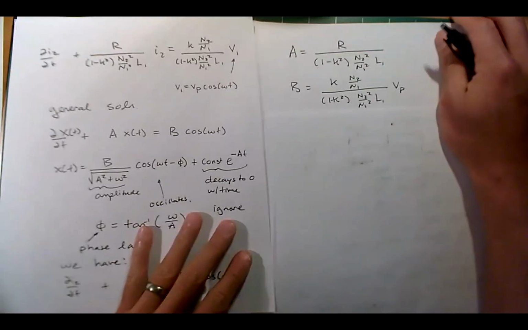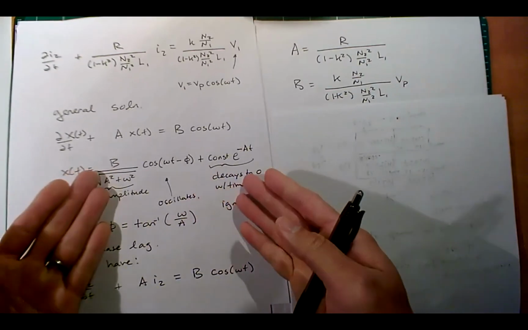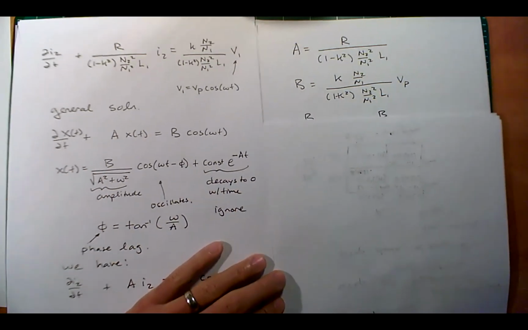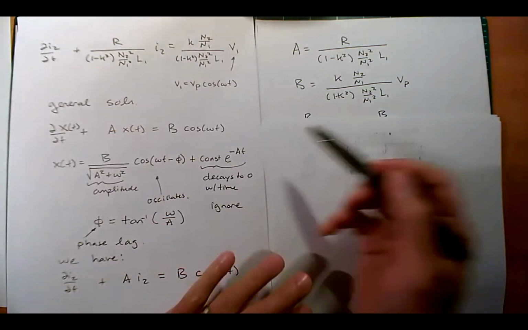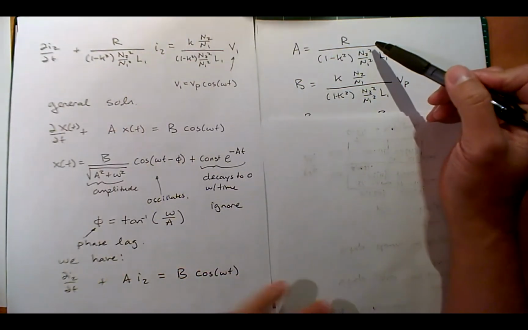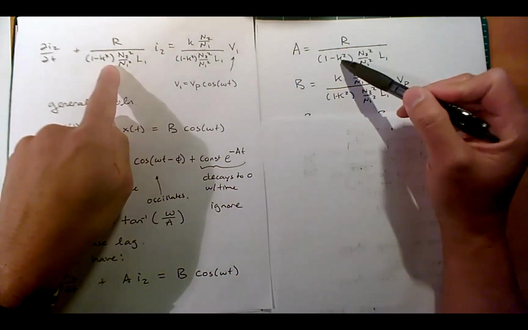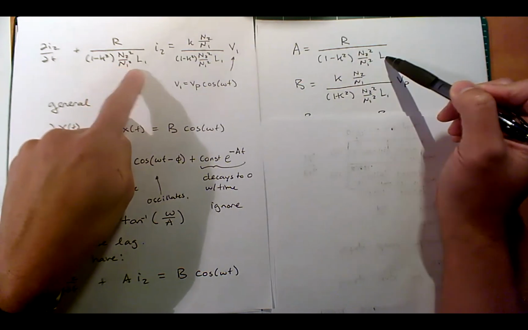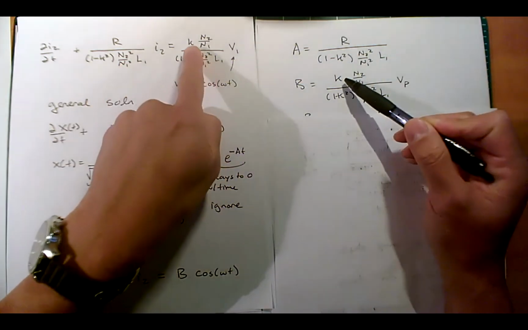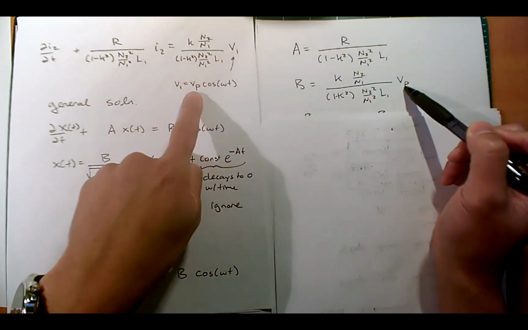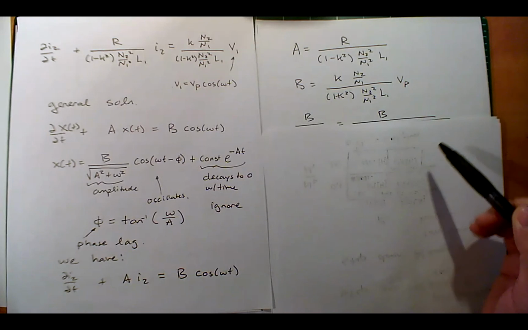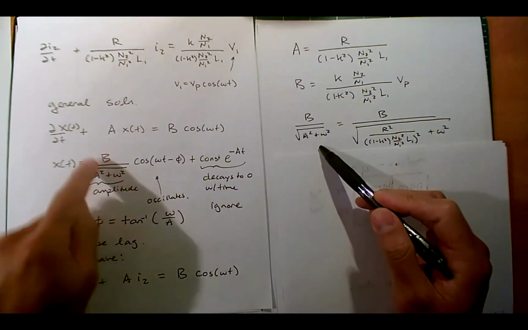So that's nice. And by the way, where did I get this equation? Googled. I think it was MIT OpenCourseWare, something like this. But this is just the solution to that. So if I look at this, A is this one, r over 1 minus k squared n2 squared over n1 squared L1. Good. B is this, k n2 over n1, over 1 minus k squared n2 over n1 squared L1, times the V peak. Good.